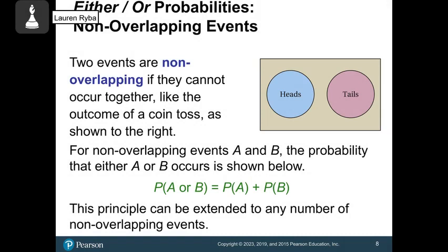The next type of probability we're going to look at is either or probabilities that are non-overlapping. 2 events are non-overlapping if they cannot occur at the same time, like heads and tails. They are on 2 separate sides of the coin. They cannot occur at the same time. So therefore, the probability that one or the other occurs is just the sum of the 2 probabilities together. And just like before, it can be extended beyond 2 events.